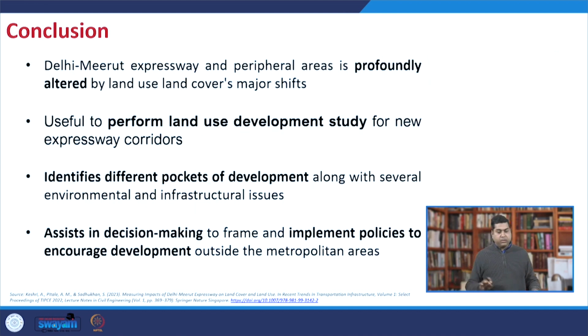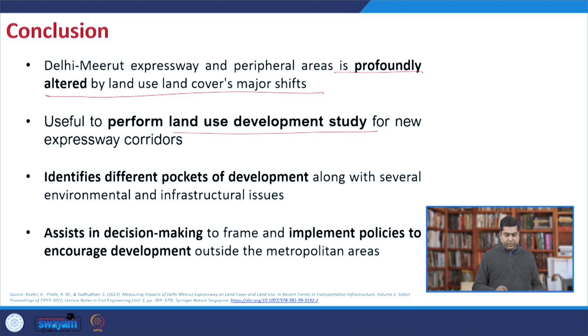Now coming to the conclusion of this particular study, how it was reported: the Delhi Meerut Expressway and peripheral areas were profoundly altered in land use and land cover in some cases, especially near the Ghaziabad area. This is very useful for performing land use development studies for a new expressway and corridor, because it will give you a future direction of how development will take place along the corridor.